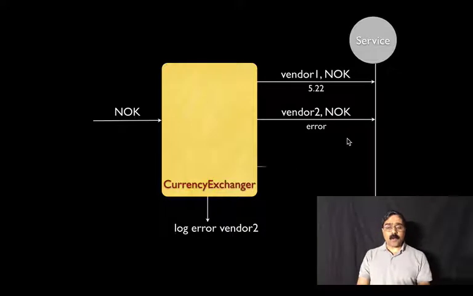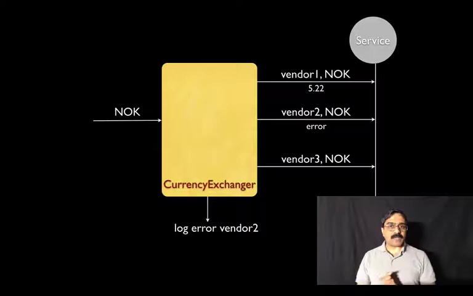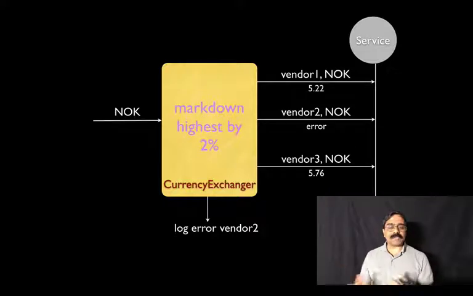Then the service requires information from vendor 3. There could be any number of vendors, but in this case, vendor 3 gives us a better rate than vendor 1 did. So it takes the value, marks it down by 2% for profit, so 5.76 kronos, reduced by 2%, and the result is 5.65, which is what the user is going to receive as a response, and the user can now decide whether they want to go with this or not.